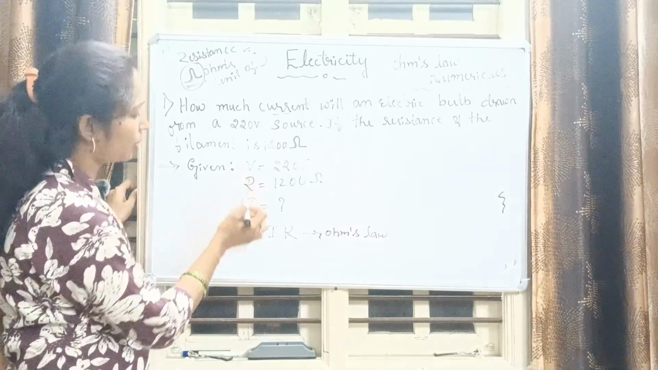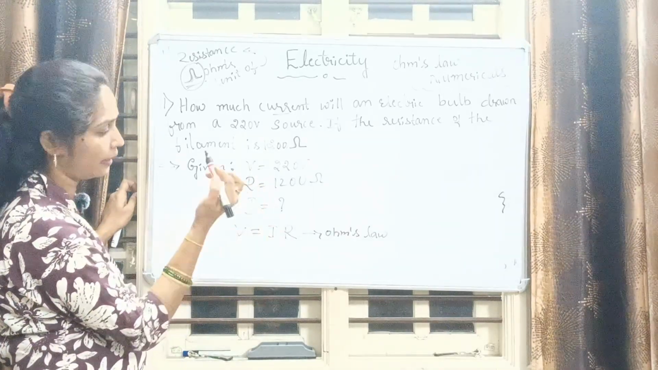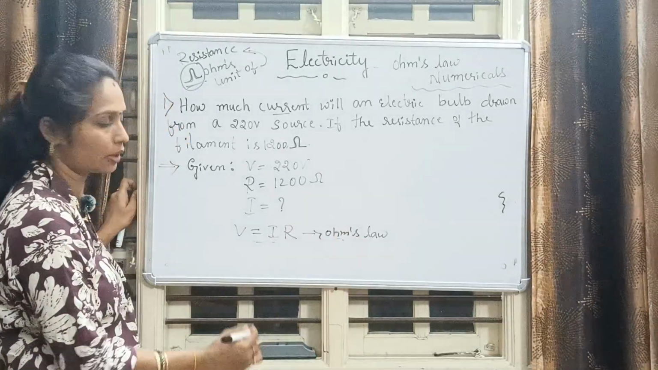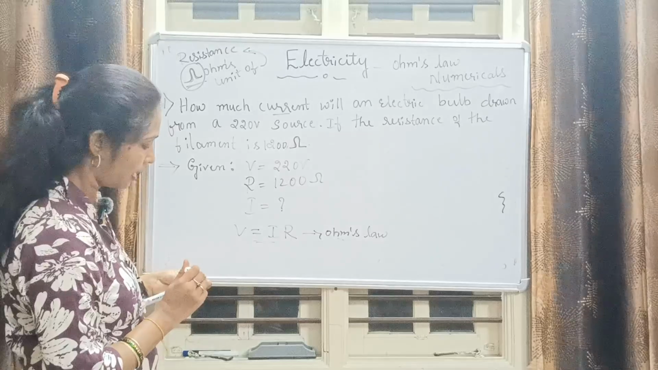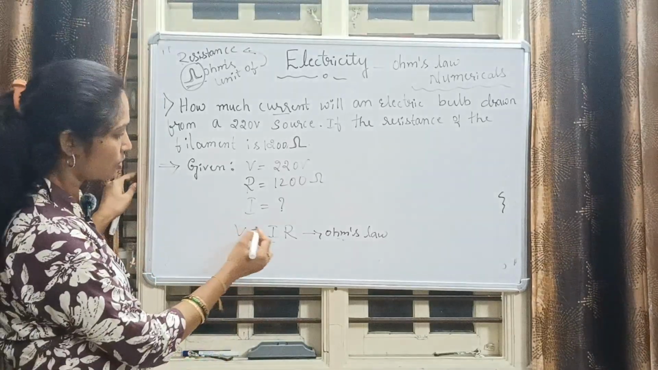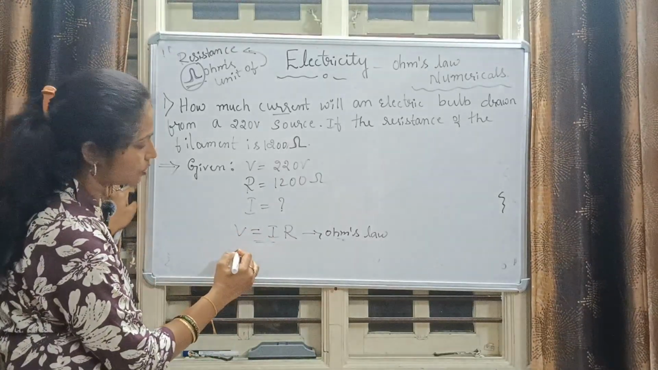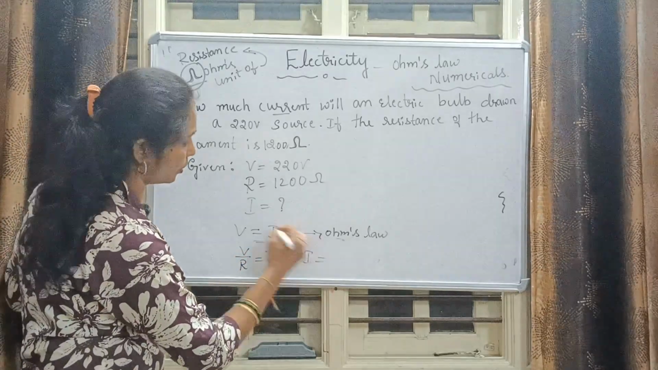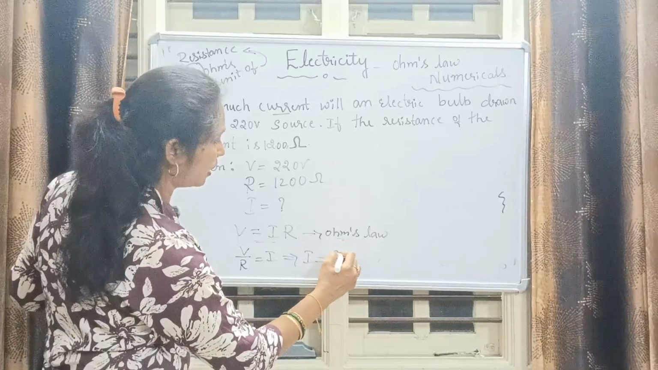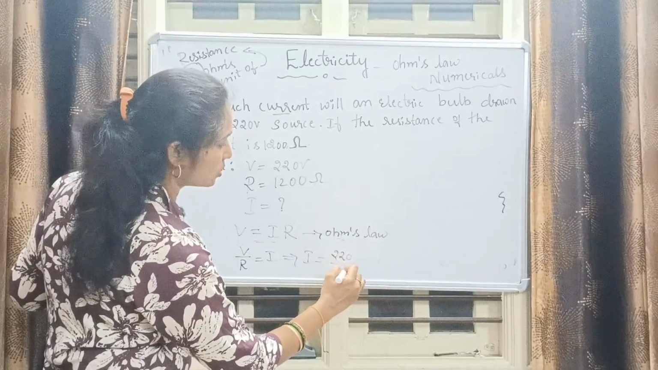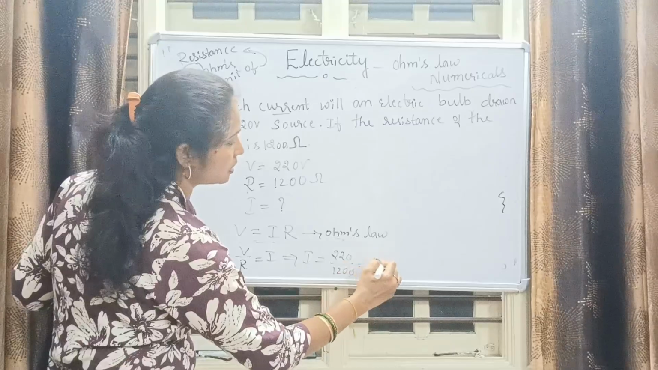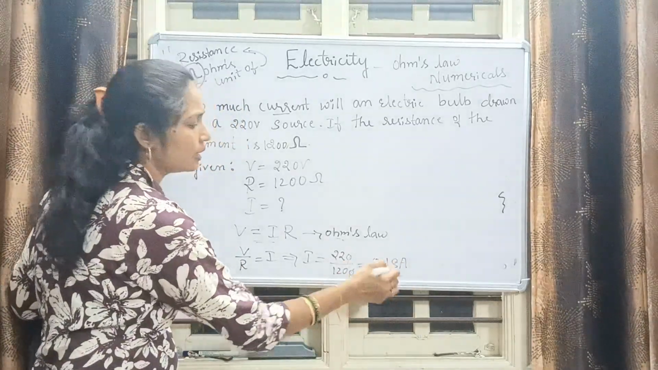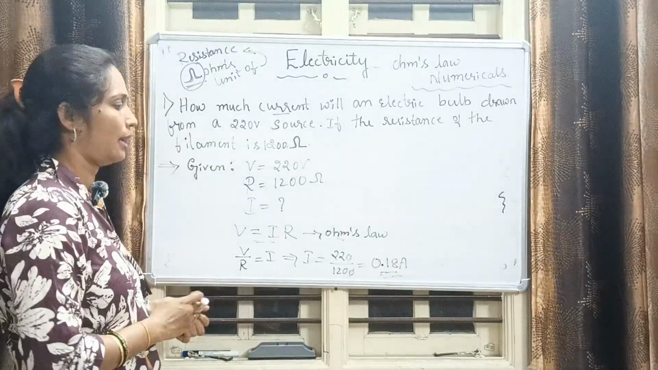Wherever you get information regarding V, R and I, it is purely a problem based on Ohm's law. Just write down this relationship and solve the problem easily. So what do we need to calculate? I. So V by R is equal to I. It implies I is equal to how much? V is 220 divided by 1200. It is equal to around 0.18 ampere. So what is your answer? 0.18 amperes.